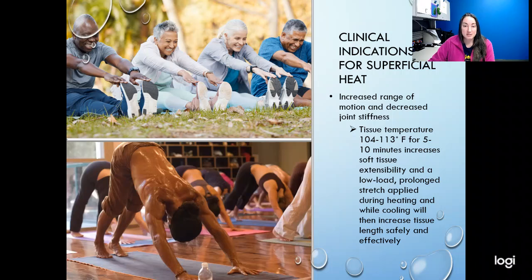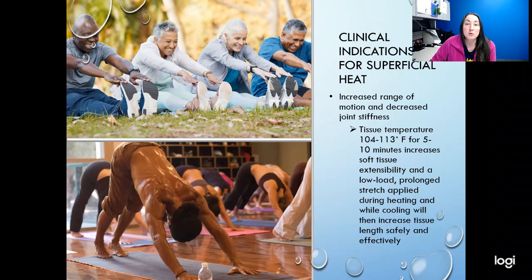Some of the other indications, so I talked about increased range of motion and decreased joint stiffness. When tissue temperatures are between 104 to 113 degrees for 5 to 10 minutes, it increases the soft tissue extensibility. If you apply a low load prolonged stretch during heating and while cooling, it will increase tissue length safely and effectively. I didn't realize it said "and while cooling." This was directly from the PowerPoint from your book, so I'm not sure about the "and while cooling" part. I'll look back and see how to explain that part in a minute.